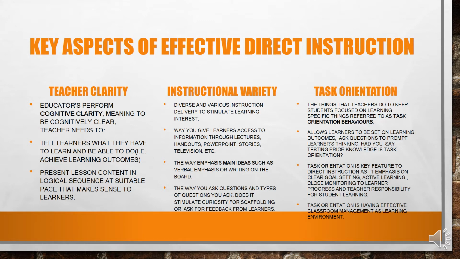Now, key aspects of effective direct instruction: it's very important to perform cognitive clarity, meaning that before you even start the lesson, it's highly recommended to tell the child the learning outcomes we need to achieve from this lesson, and give out a brief lesson content before the lesson, whether it's key questions or what to expect kind of segments, and pacing your content, keeping in mind and making it suitable for your learners.